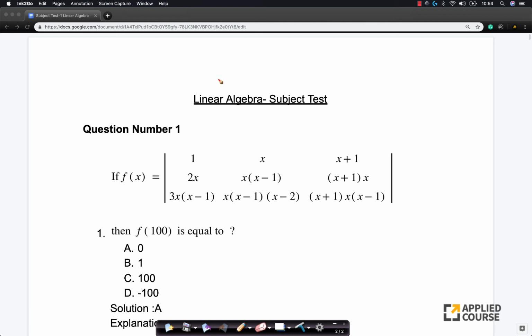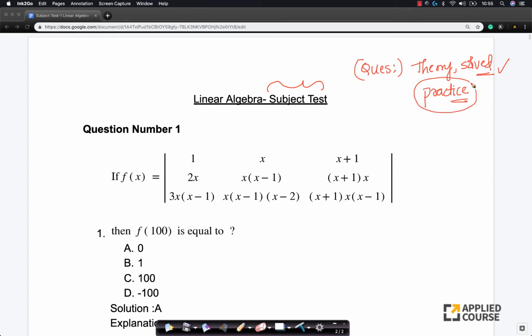So now let's solve the subject test that we have for linear algebra. Let's solve these problems. And while we are solving these problems, one of the often asked questions, a question that many of our students have asked us, is: I understand all of the theory, and I also understand all of the solved problems that you have solved as part of the course videos, but when it comes to practice problems, we seem to be lacking when we try to solve them.